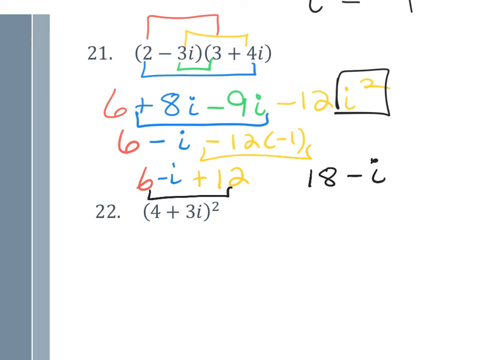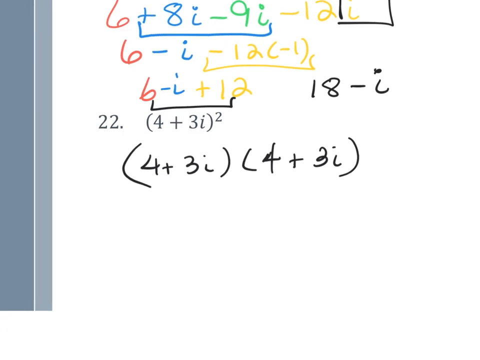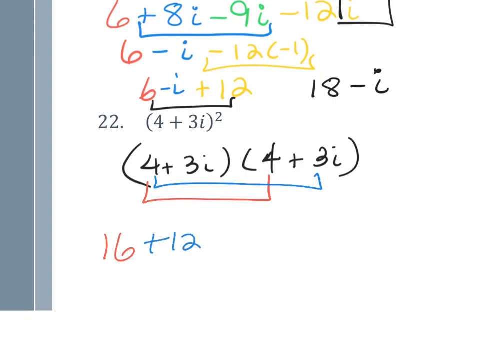Next one, common mistake. People are going to think they can just square the 4 and square the 3i. But again, remember, a binomial squared means to write it twice and FOIL it. So I'm going to write it 2 times. First, 16. Outside, 12i. Inside, 12i. And last, 9i squared. Everybody with me on that?